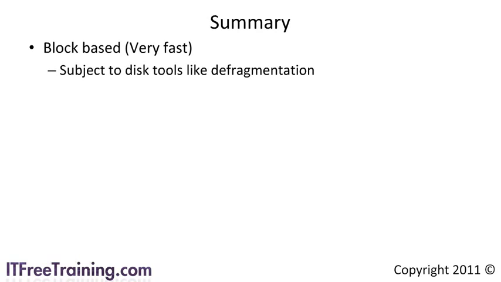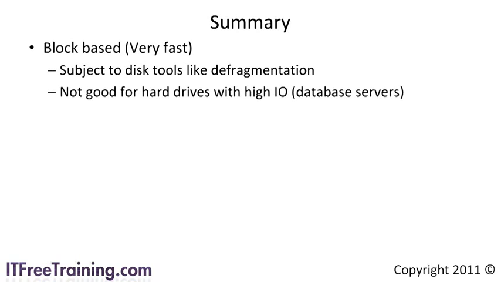This concludes Shadow Copies. As you can see, Shadow Copies are easy to set up and use. Since Shadow Copies are block-based, they are very fast, but are subject to disk tools like defragmentation. Also, Shadow Copies are not a good choice for hard drives with high I/O, for example, database servers. Shadow Copies are a better choice for file servers.